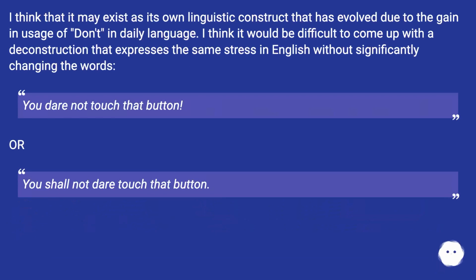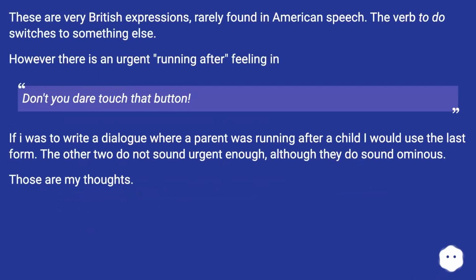I think that it may exist as its own linguistic construct that has evolved due to the gain in usage of don't in daily language. I think it would be difficult to come up with a deconstruction that expresses the same stress in English without significantly changing the words. You dare not touch that button. Or, you shall not dare touch that button. These are very British expressions, rarely found in American speech.